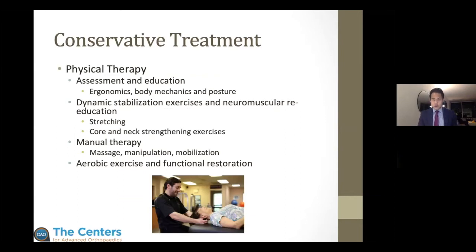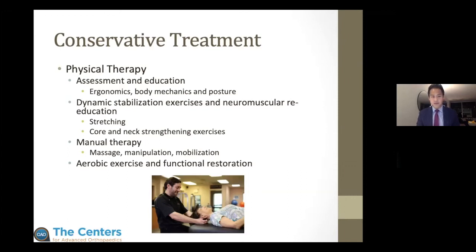So what are we trying to obtain with physical therapy? The basic tenets of physical therapy are that we want to assess and educate. So we want to first evaluate how you move around in your home, how you do daily activities, and we want to make sure that you're using proper body mechanics, that you're utilizing proper ergonomics, and that you maintain good posture. After that, we want to strengthen and stabilize your muscles and make sure that you have good neuromuscular re-education. So this involves proper stretching, core and neck strengthening.